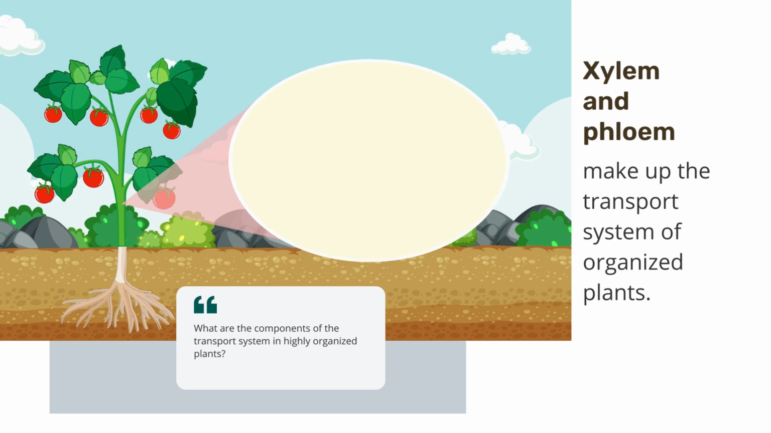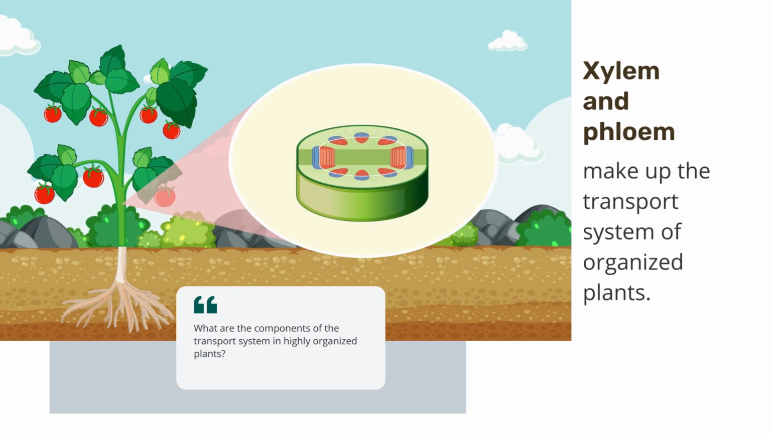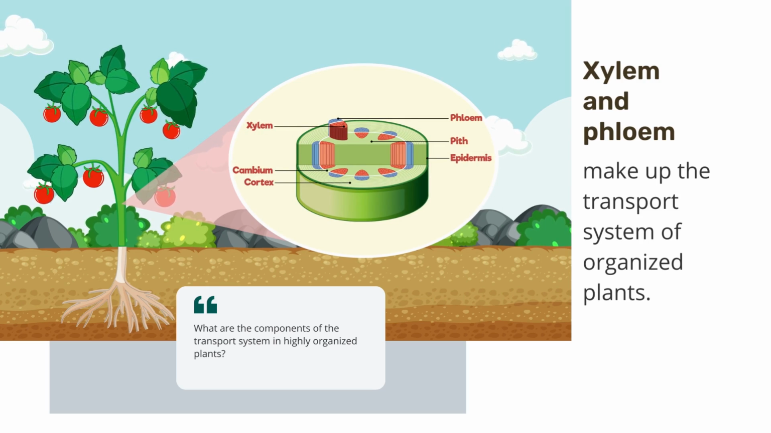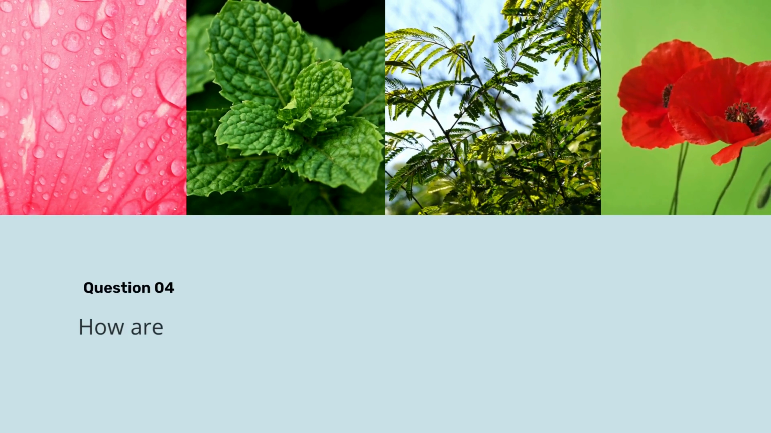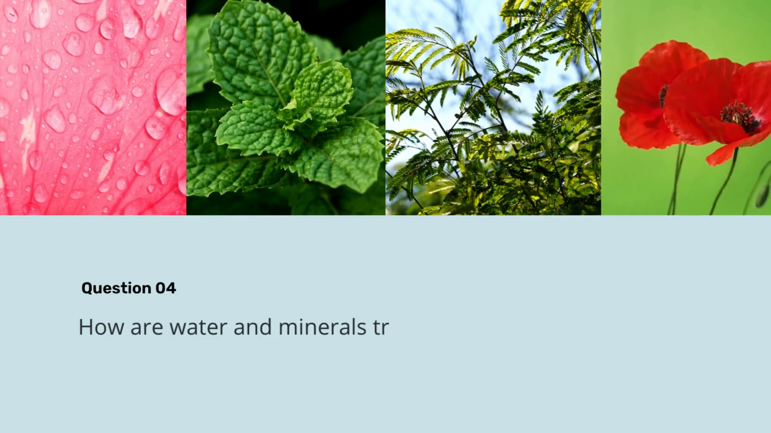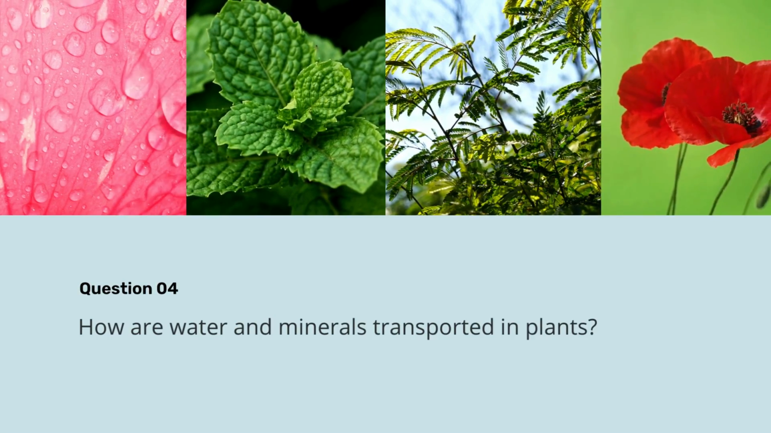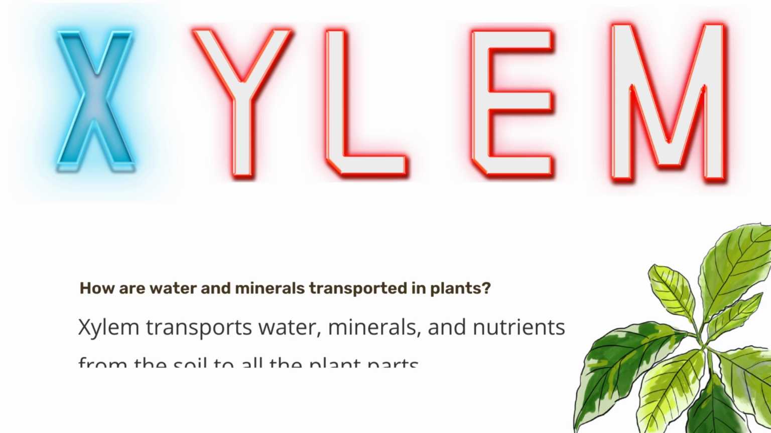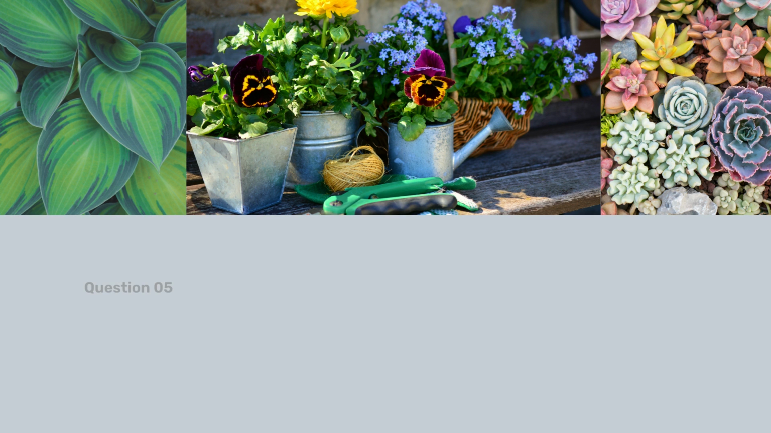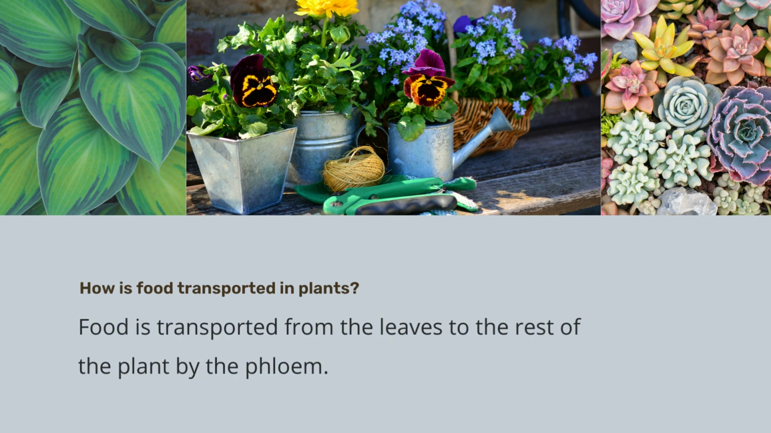Like we discussed, there are two components, xylem and phloem. Next question is, how are water and minerals transported in plants? We just saw that, right? So it is xylem that helps in the transportation of water, minerals, and nutrients from the soil to all the parts of the plant. And the last question for the day is, how is food transported in plants? And we very well know that food is transported from the leaves to the rest of the plant by the phloem.